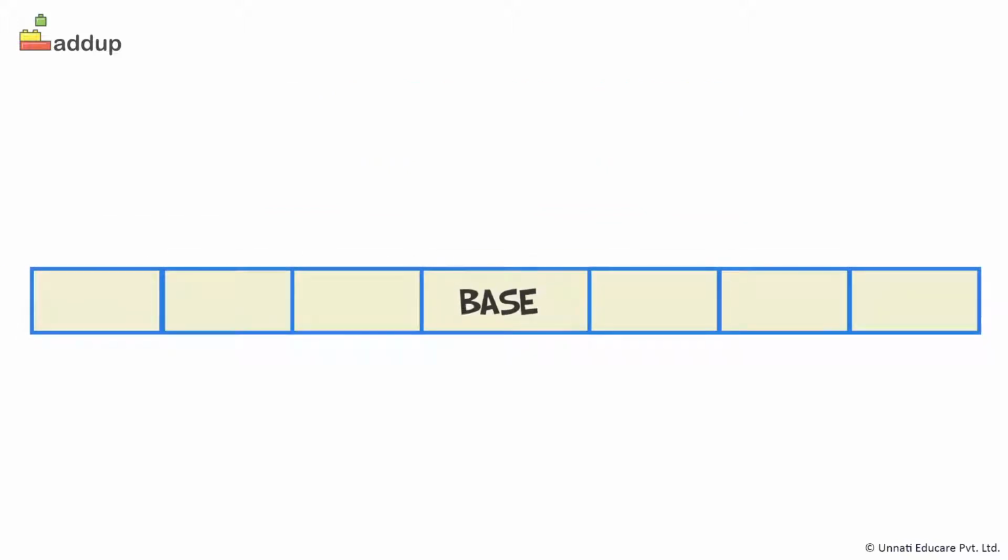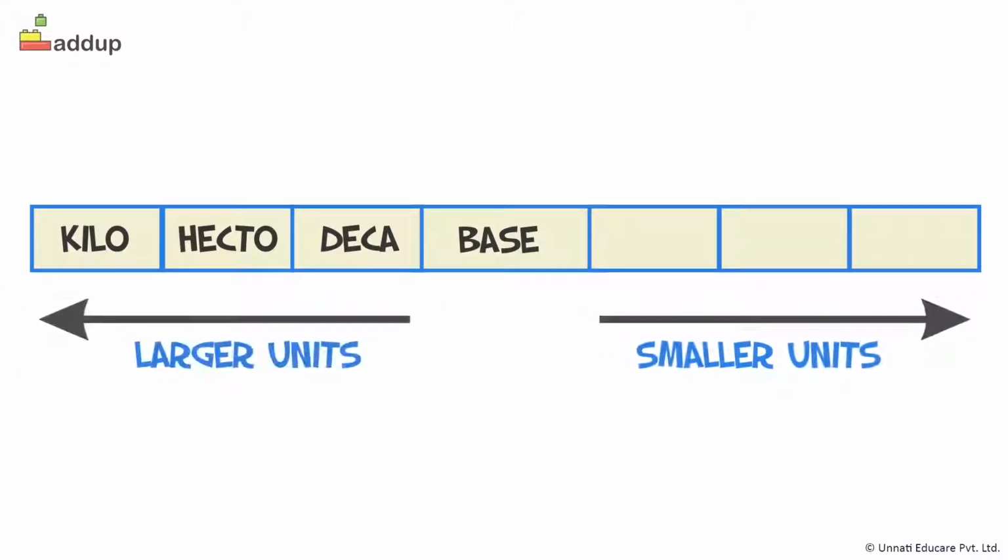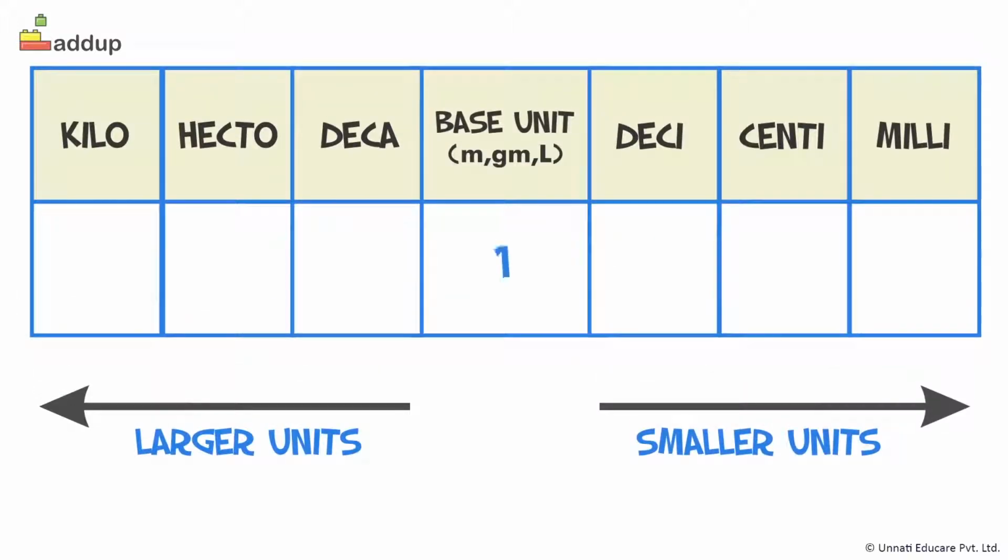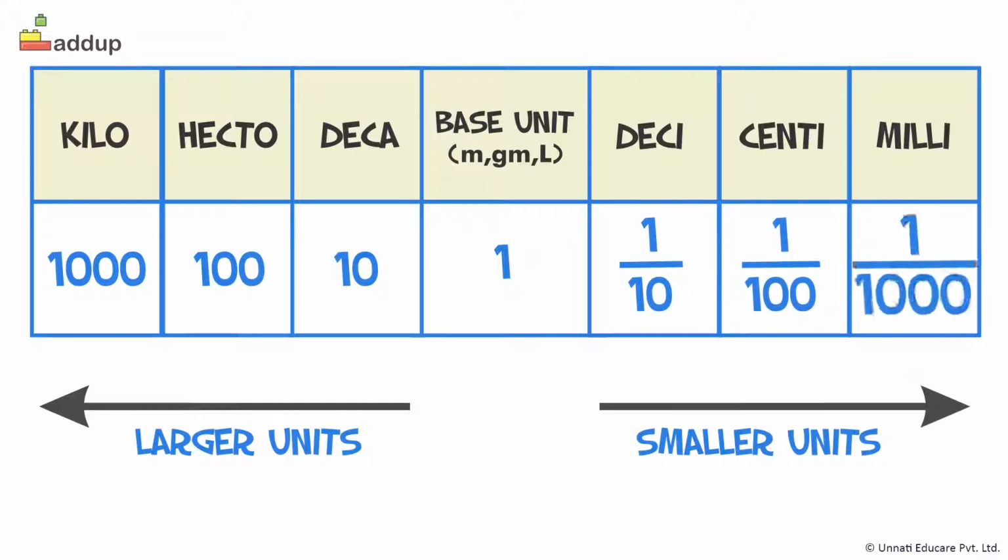When we measure something smaller or larger than the base unit, we add a prefix to the base unit. Larger units are deca, hecto, and kilo, while smaller units are deci, centi, and milli. If the base unit is 1, we multiply it by 10 to get deca, by 100 to get hecto, and by 1000 to get kilo. And we divide by 10 to get deci, 100 to get centi, and 1000 to get milli. Notice that each prefix is a multiple of 10.